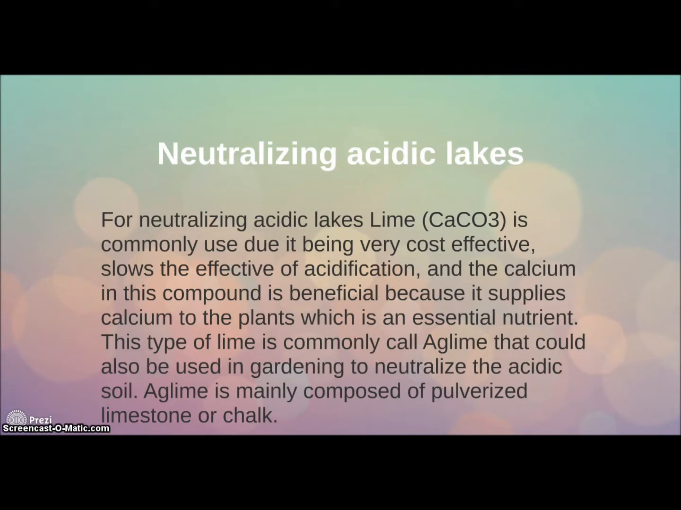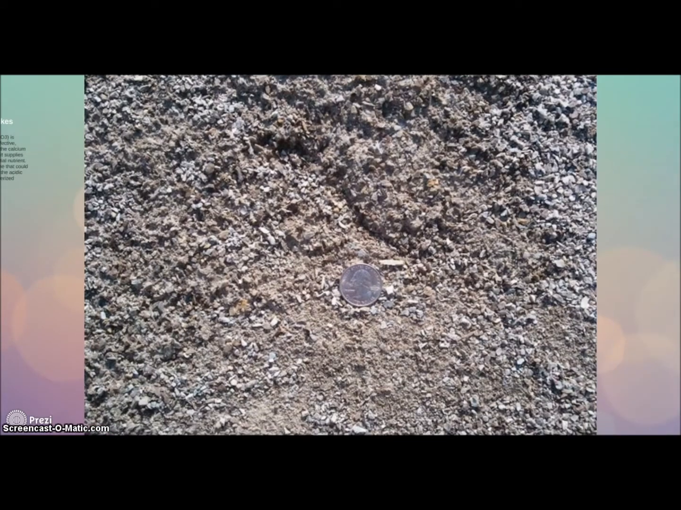the effect of acidification, and the calcium in this compound is beneficial because it supplies calcium to the plants, which is an essential nutrient. This type of lime is commonly called aglime, which could also be used in gardening to neutralize acidic soil. Aglime is mainly composed of pulverized limestone or chalk. This is aglime.